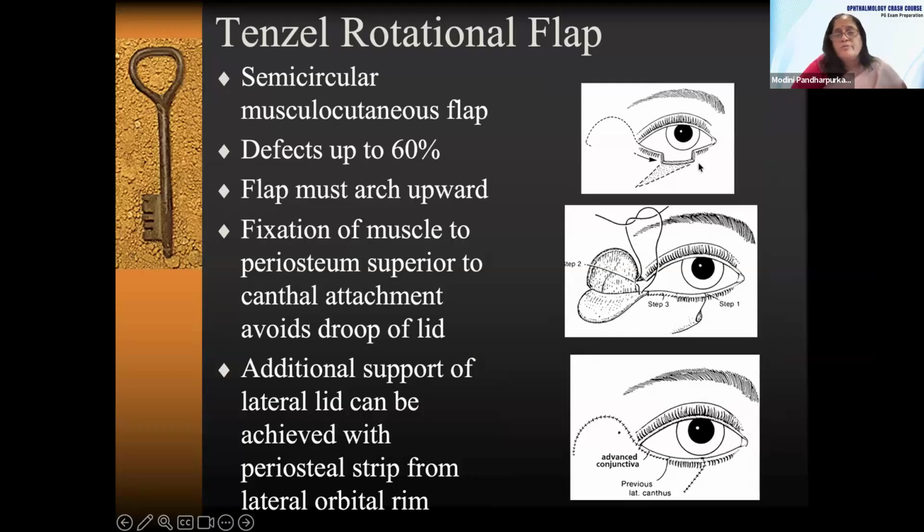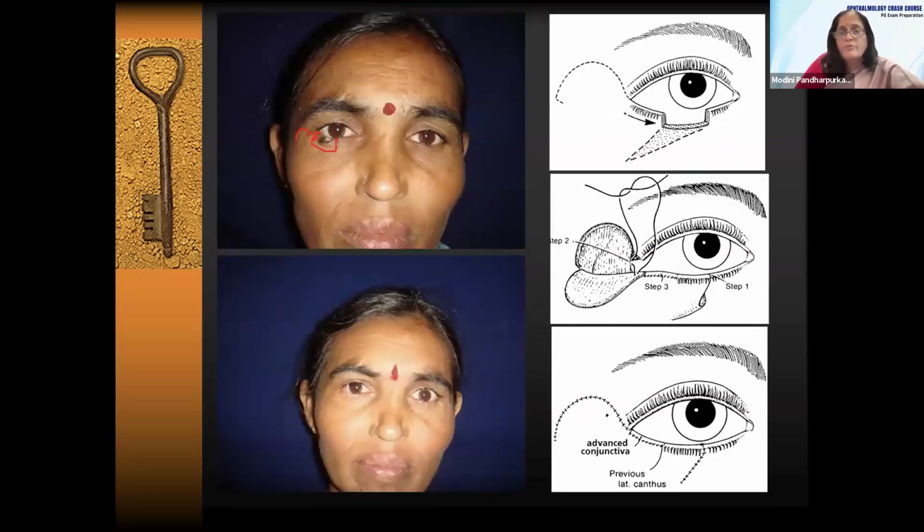It can be used for the defect at any site, works best for medial or lateral defects. And up to 60% you can take. Here the flap must arch upward for the lower lid and downward for the upper lid. We'll see later. And additional support of the lateral lid, again, periosteal rim can be taken from the lateral orbital rim and attached here for additional support, so that the lid is suspended properly, because the suspension of the lower lid is very important for function.